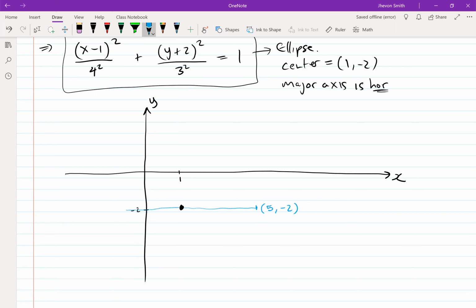Then I'm going to move 4 units moving that way. So this is going to be 1 minus 4, which is minus 3, comma, minus 2, that other point down there. Also, I'm going to move up and down by 3. So the y value, there's a 3 here. I'm going to move up by 3 units. That's going to bring me over here to a 1, comma, 1. And if I move down by 3, that's going to bring me down to a 1, comma, minus 5. So those are my points. I can therefore get this little box going.